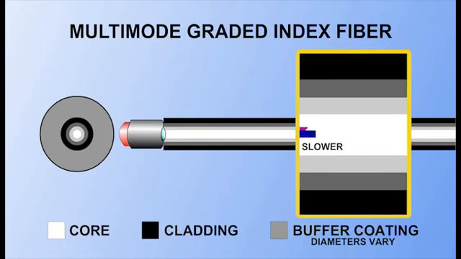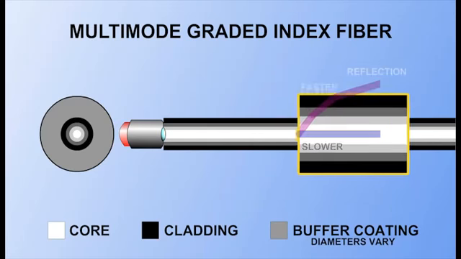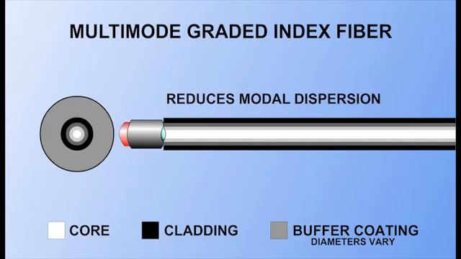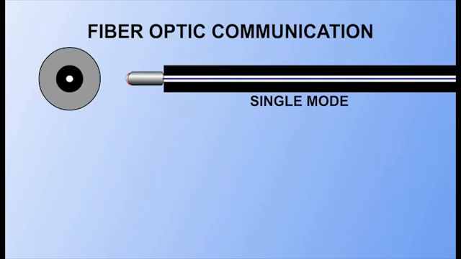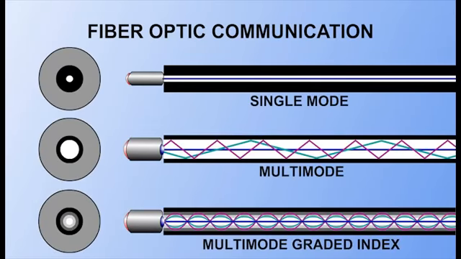The higher the refractive index of a medium, the slower the light wave will travel. Therefore, this design reduces modal dispersion by allowing light waves in the outer regions of the core to travel faster than those in the center of the core, causing them to reach their destination simultaneously. This reduces signal loss. Historically, single-mode, multi-mode, and multi-mode graded index fiber strands were made of glass.